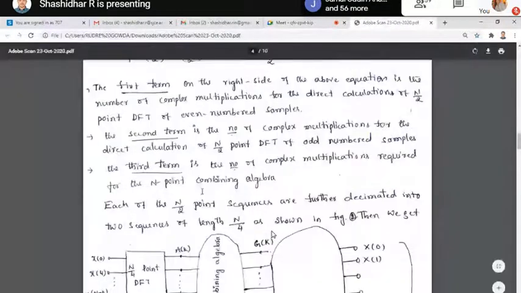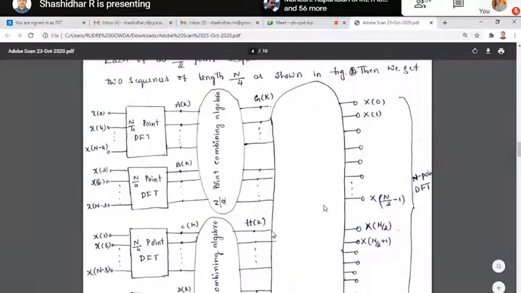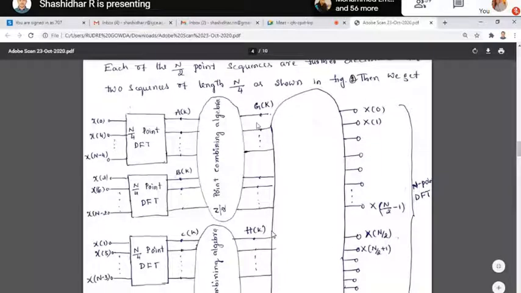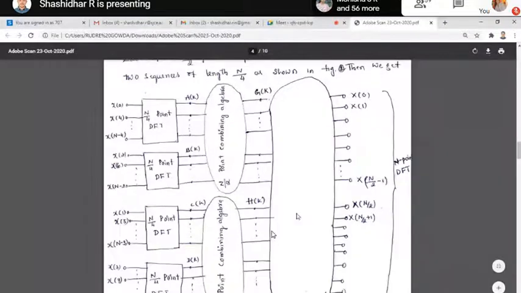Each of the N/2-point sequences is further decimated into two sequences. See what we do here: N/2 is divided again into 2. This is the second one. This is stage 2. We call it the second stage.